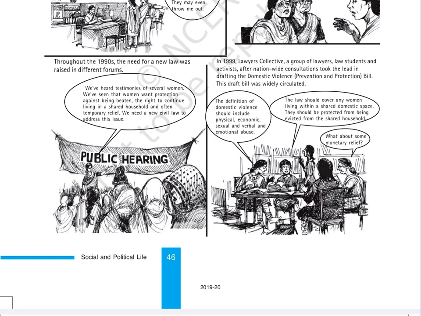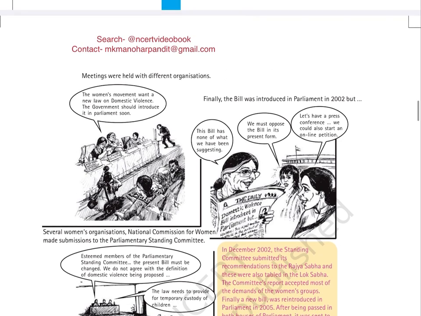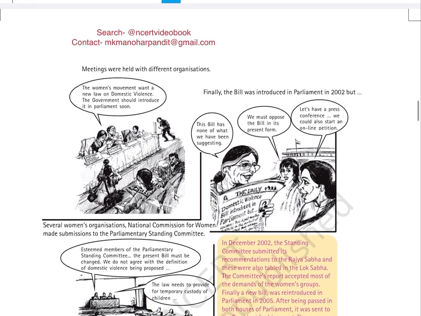The law should cover any women living within a shared domestic space. They should be protected from being evicted from the shared household. What about some monetary relief? Page number 47. Meetings were held with different organizations.